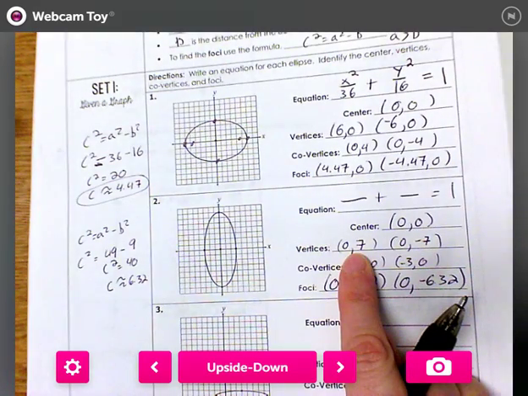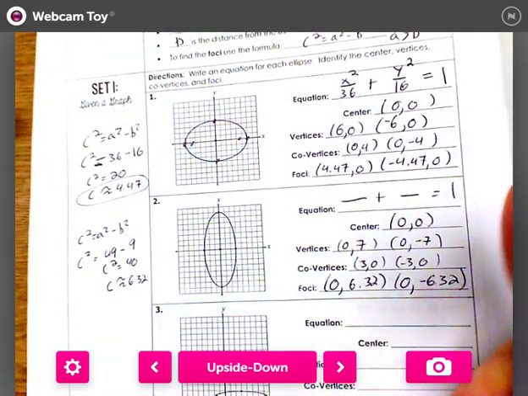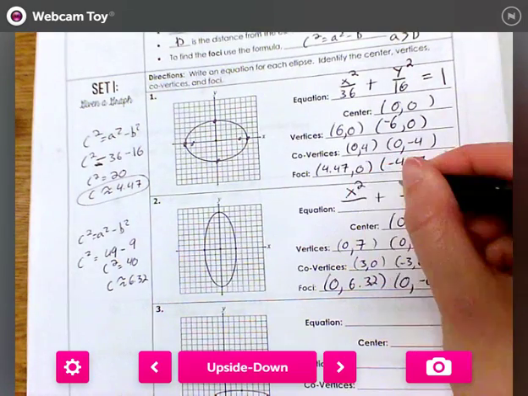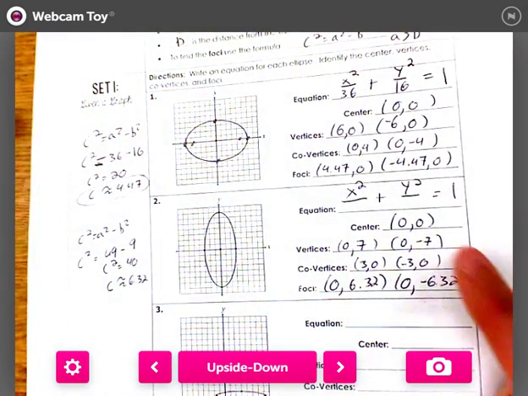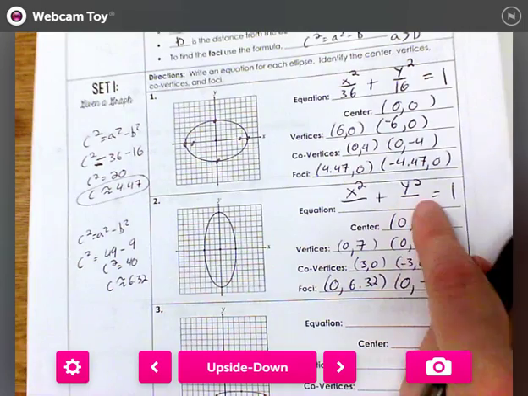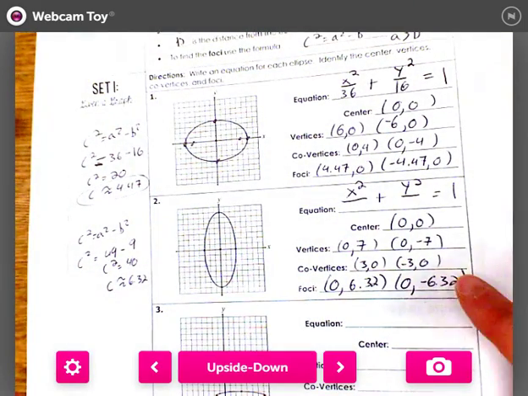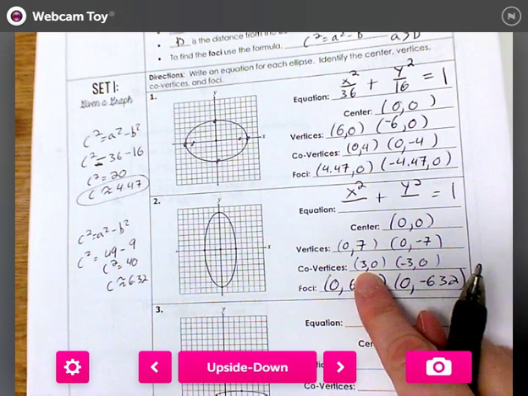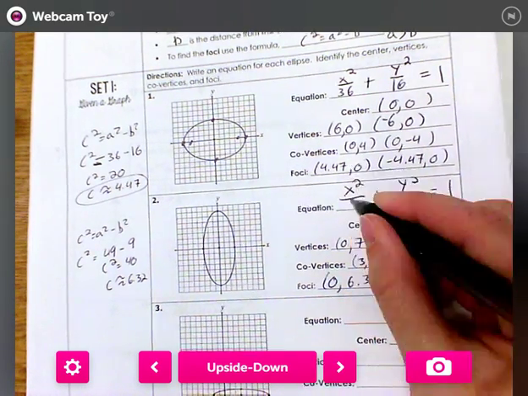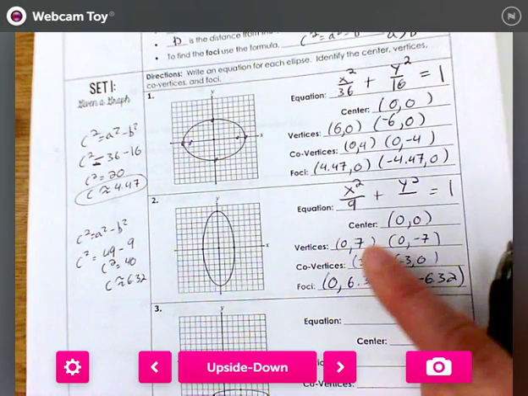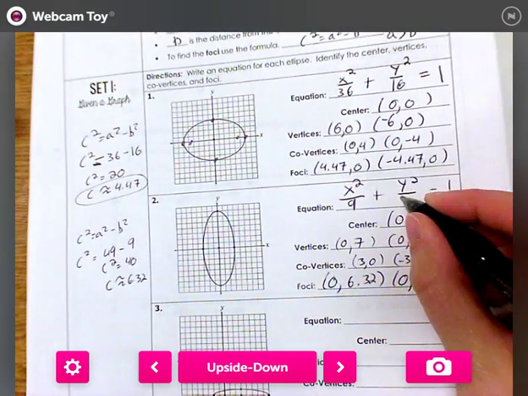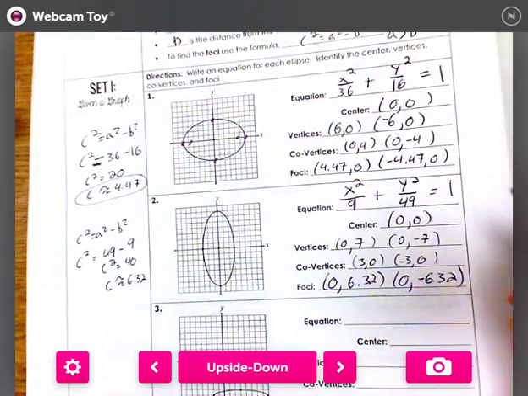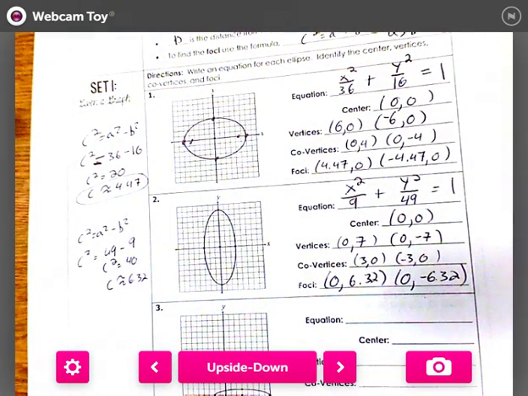Okay? So remember, we've got 0, 0 still, so we've got x and y on the top, nothing being added or subtracted. And then on the bottom, remember, my x goes with my smaller one. If we look at co-vertices, see how the x number goes first? That means that has to go there. So 3 squared is 9. And then 7 squared is 49. Questions about that?